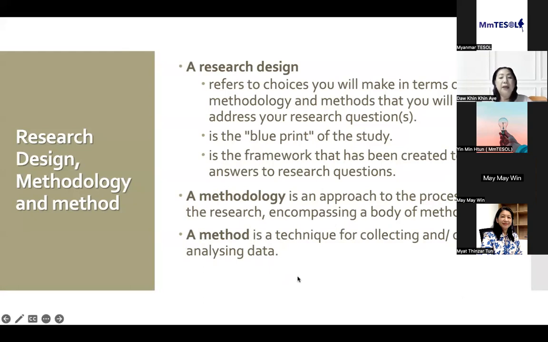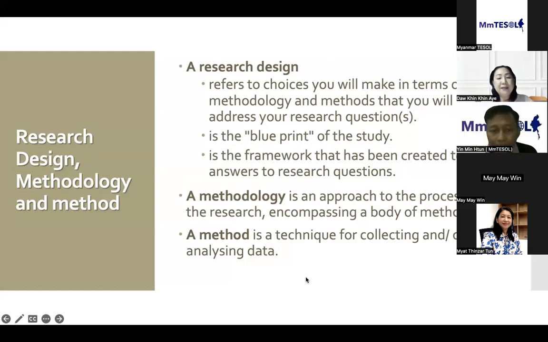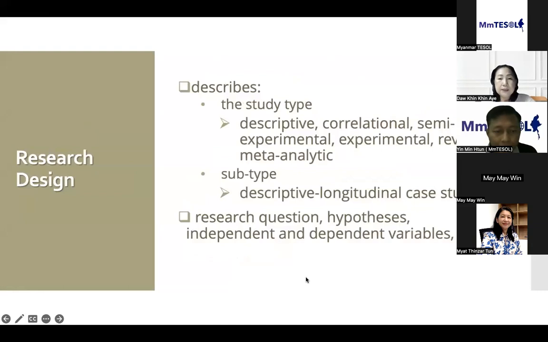Okay. Now, another one is a methodology. It's an approach to the process of the research, encompassing a body of methods that you use for the study. And method is a technique or a tool, right? Okay. Here you can see some example. In the next slide, you can see some example of research design.